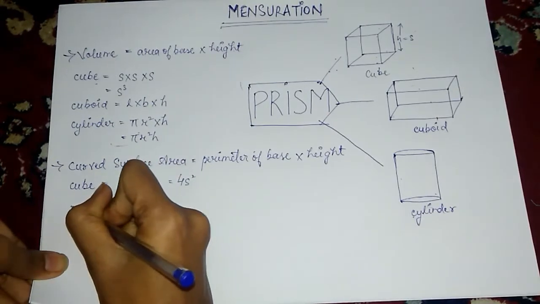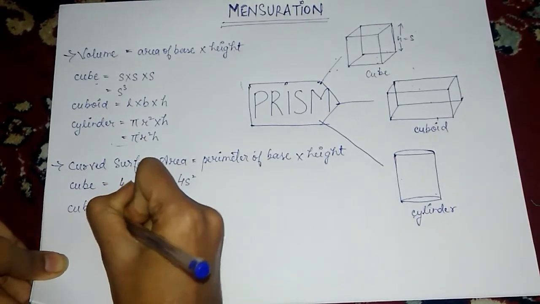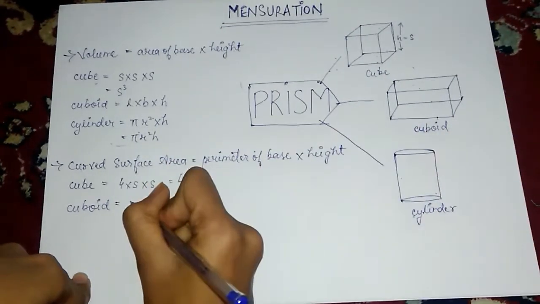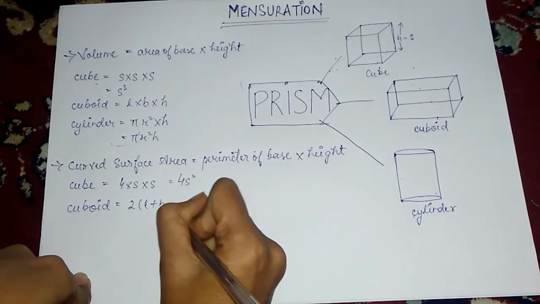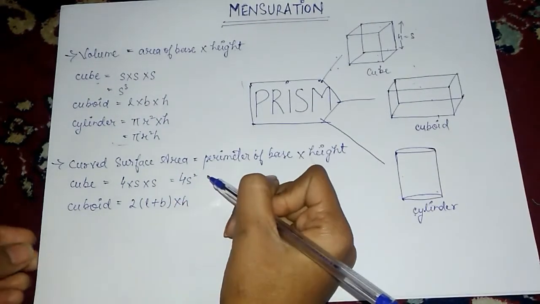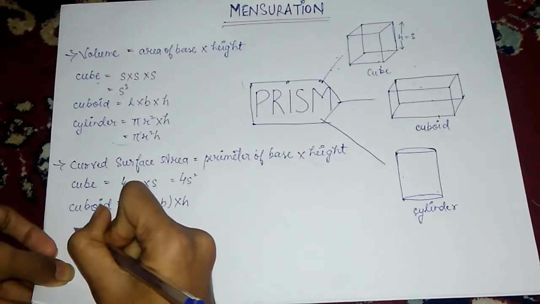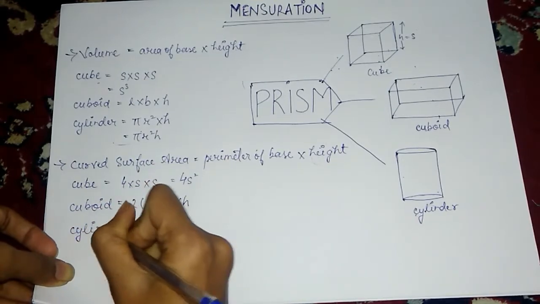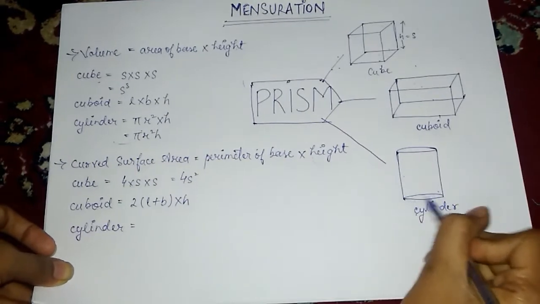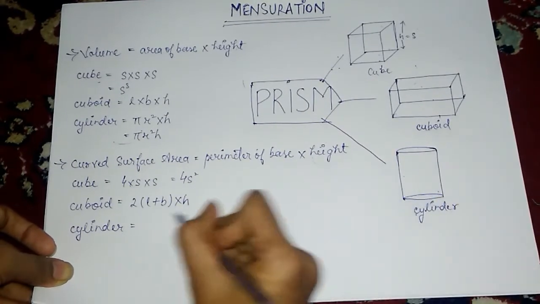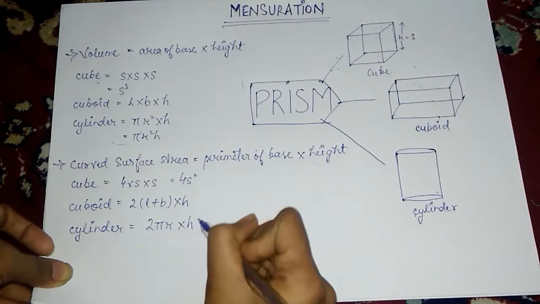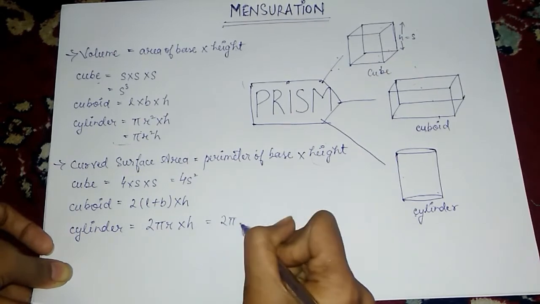Okay, next is cuboid. Perimeter of base, perimeter of a rectangle, 2 into L plus B into H. Okay, simple, yeah. Cylinder, perimeter of base. So the base of a cylinder is a circle, so 2 pi r, that is the circumference of circle, into H. 2 pi r H.